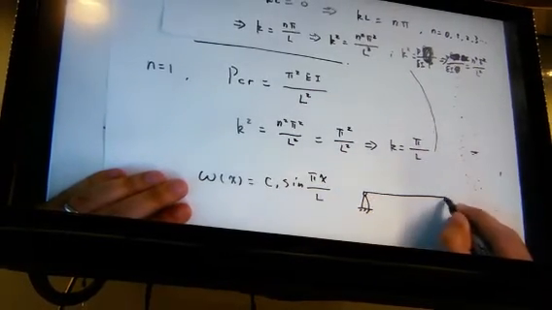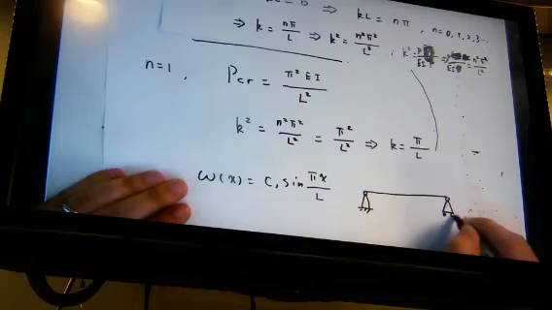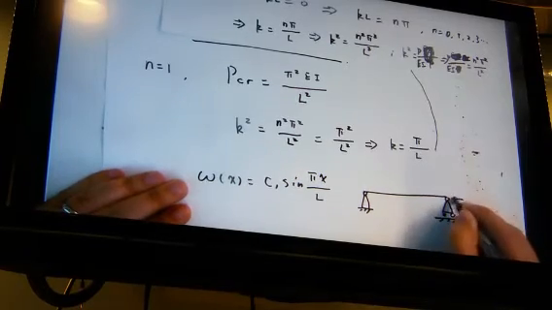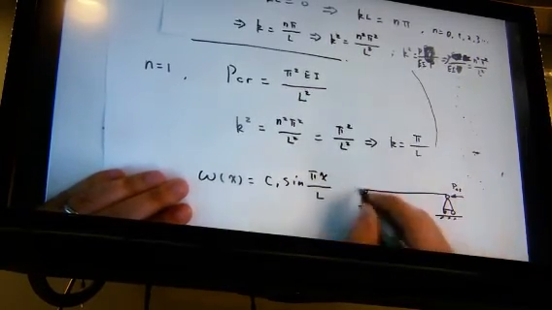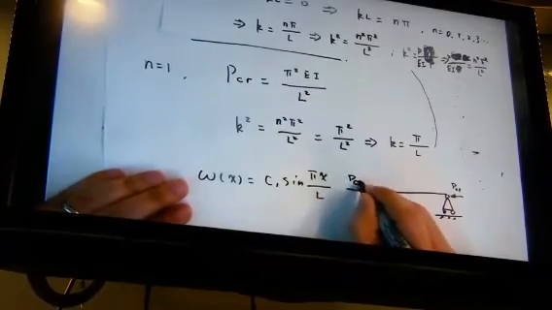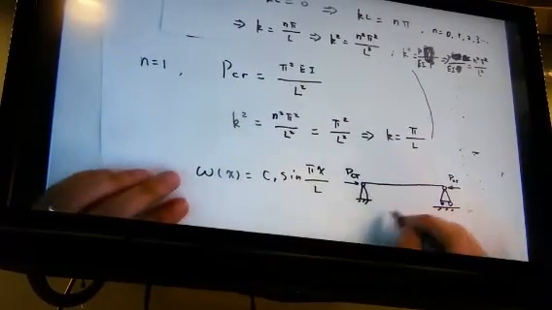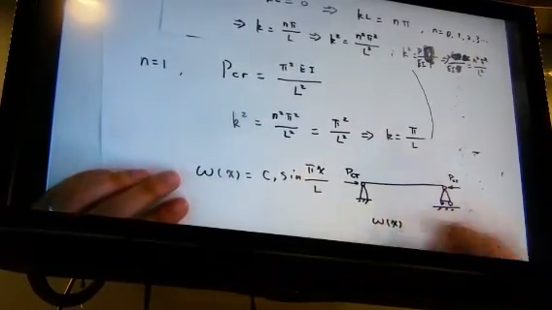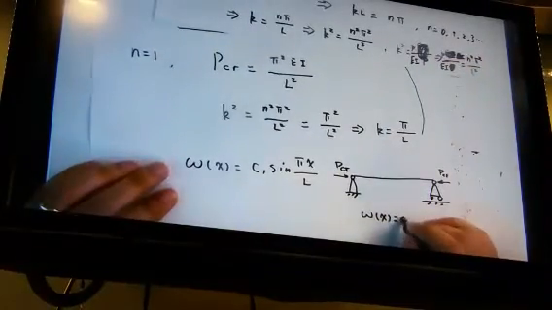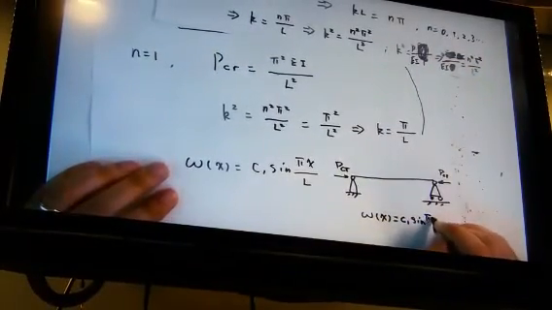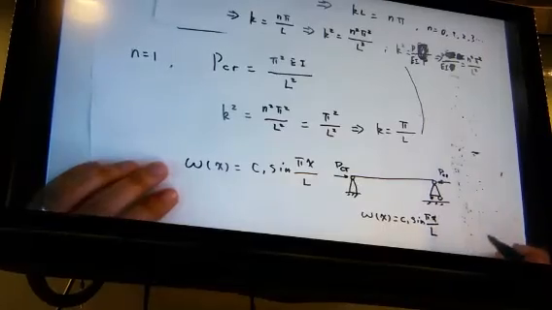One end is a pinned joint. The other end is also a pinned joint. This is PCR when n equals 1. And the deformed shape is following the function C1 sine(pi x over L).